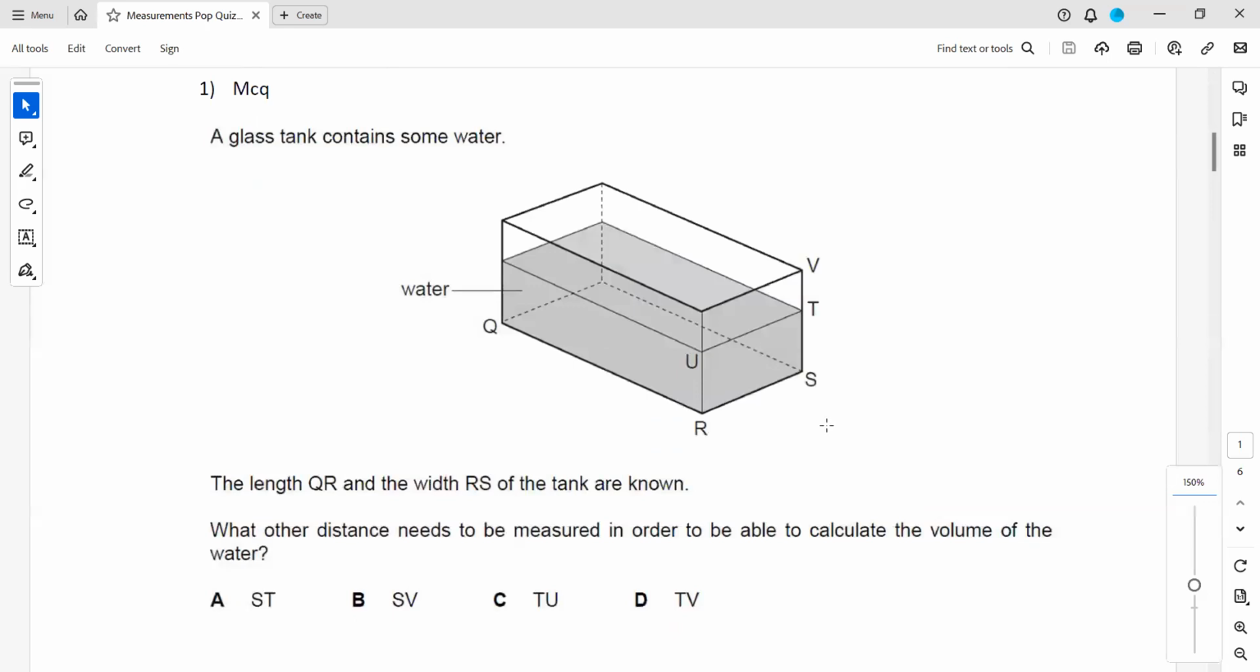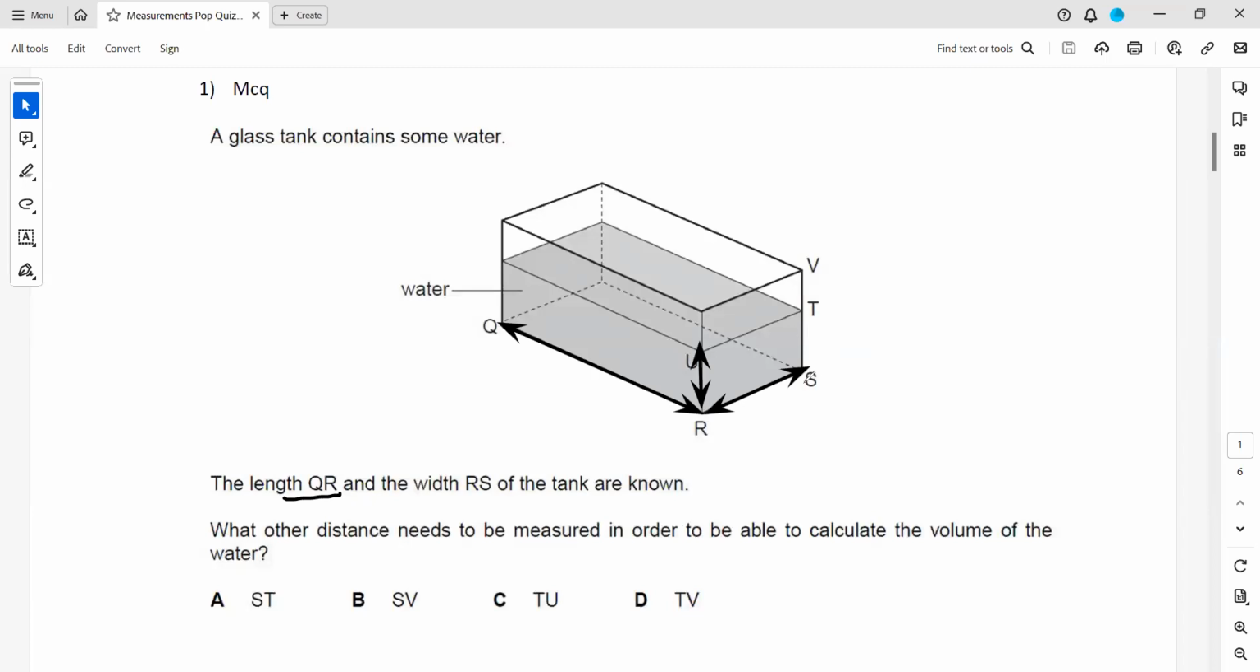So the first question: a glass tank contains some water, and the length QR. We have measured the length QR, and we have measured the length RS. We want to work out the volume, so we need the height. The rectangular glass container has length, width, and height. So which distance do we need to get the volume? Length, width, and height give us the volume.